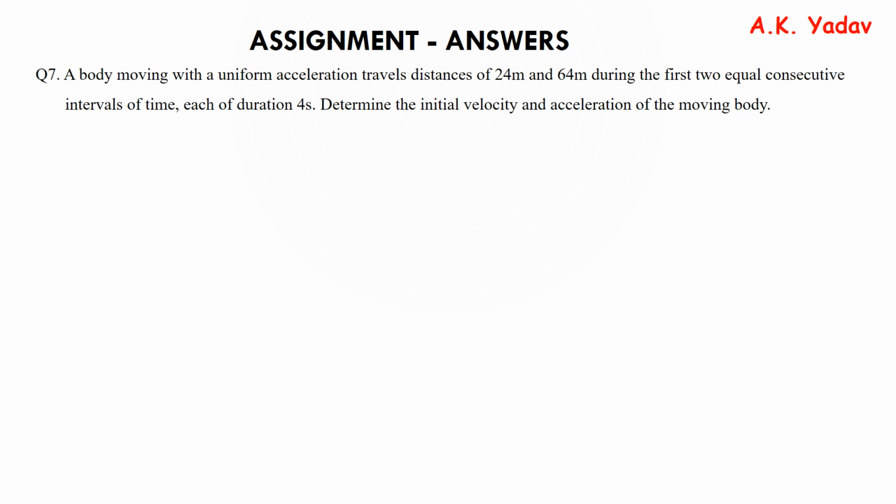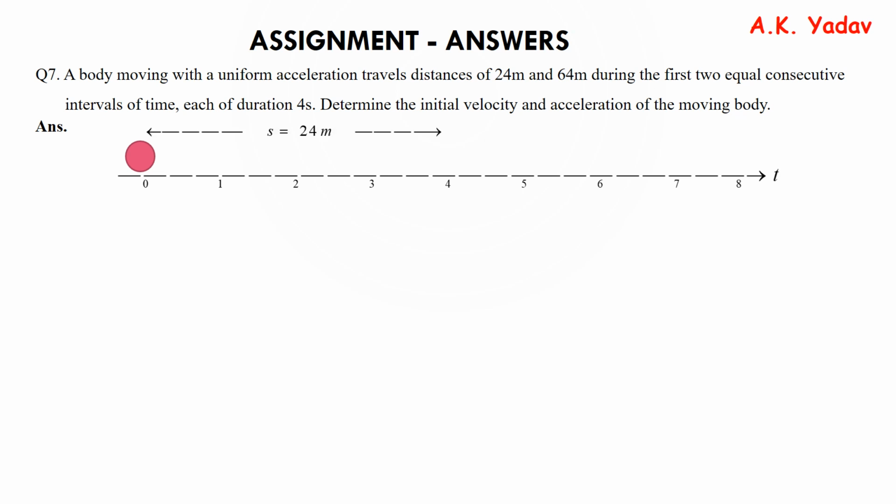Question number 7. A body moving with a uniform acceleration travels distances of 24 meter and 64 meter during the first two equal consecutive intervals of time, each of duration 4 seconds. Determine the initial velocity and acceleration of the body. So this is the time axis, this is the body. So in the first 4 seconds, it covers 24 meters. That is, time is 4 seconds.